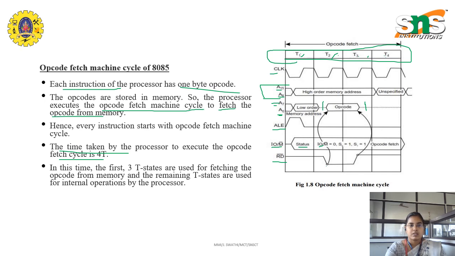In this time, the first 3 T states are used for fetching the opcode from the memory, and the remaining T state is used for internal operations. So here you can see this is to fetch, and the other is for internal operations of the processor.